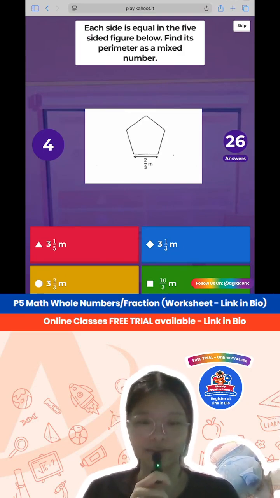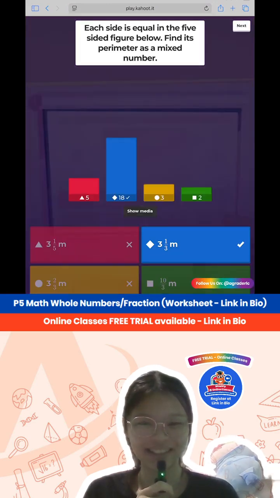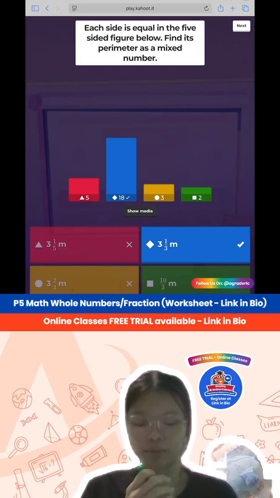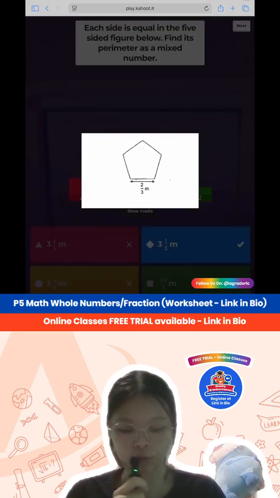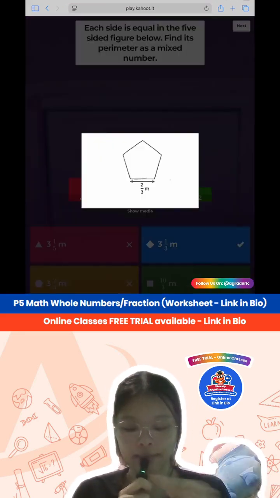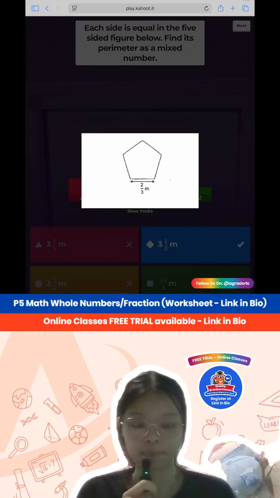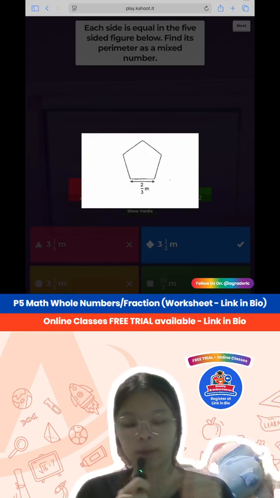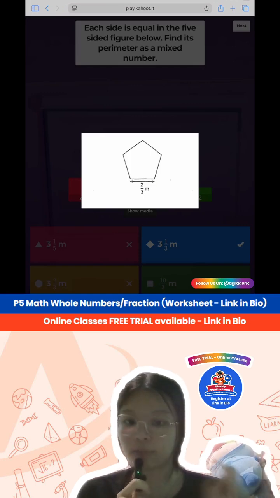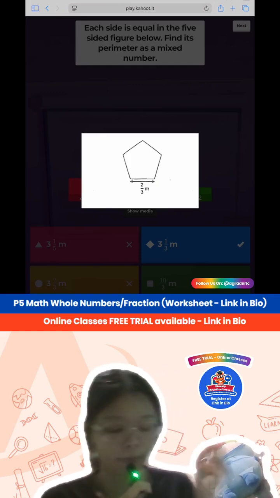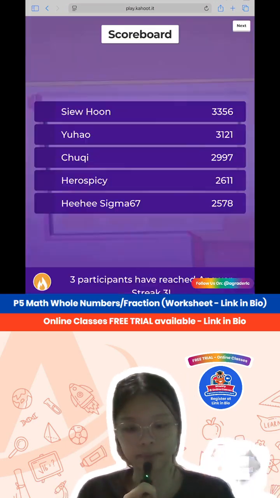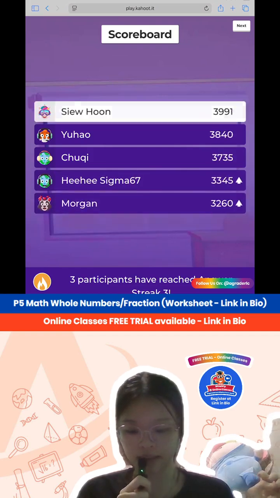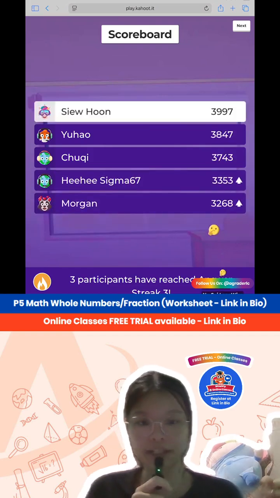Oh, Wax can finally hear. Okay, good. Most of you also got it right. 3 wholes and 1 out of 3. All you need to do is to take 2 out of 3 times 5 because there are 5 sides. When you times 5, you will get 10 out of 3. Then just change 10 out of 3 into your mixed number, which you will get 3 wholes and 1 out of 3. Okay, let's see. Oh, the top 3 didn't change.